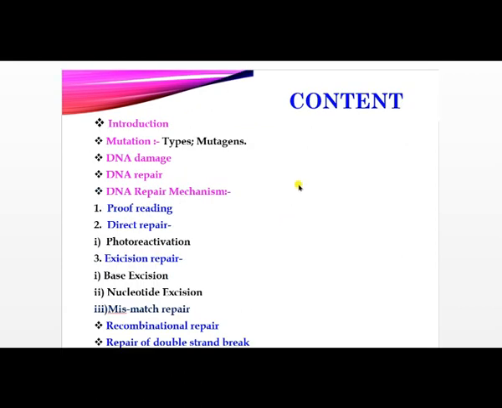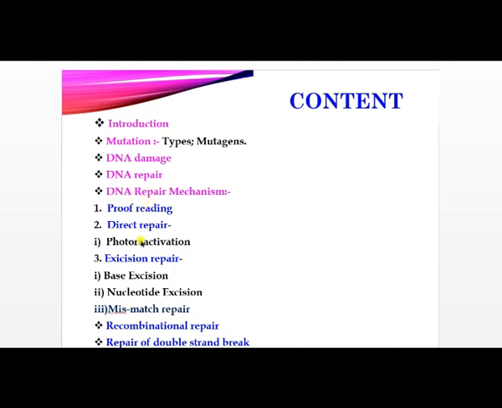So let's see. Before starting the DNA damage and repair mechanisms, we will see the content. First is the introduction about DNA damage and repair. After that, mutation. What is meant by mutation? What are the types of mutation and what are the mutagens? Next is DNA damage. After that, the DNA repair mechanism.